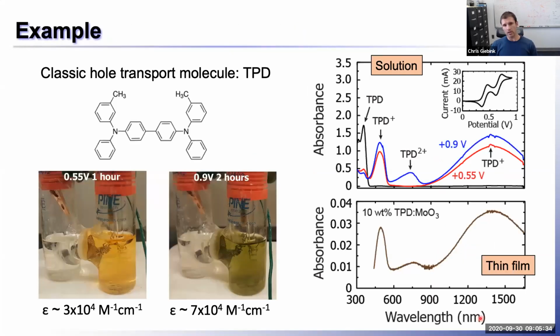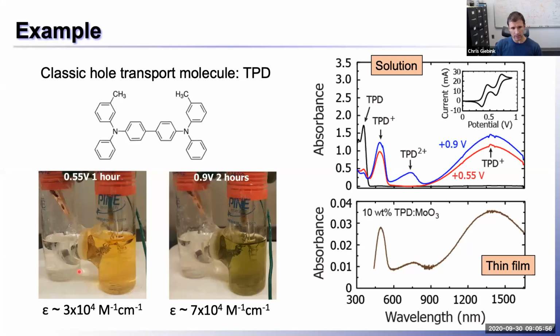A good example of these different transitions comes from the classic molecule TPD. It's a diamine molecule. It's very commonly used in organic LEDs for hole transport. And its excitonic absorption is in the blue and the UV. You can see the absorption spectrum of this molecule in solution is the black line here.